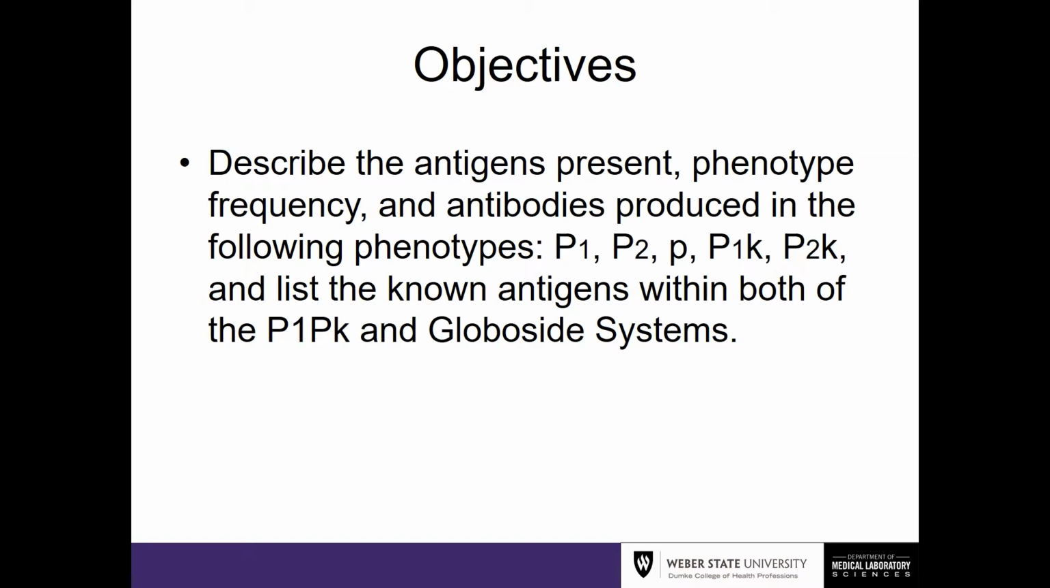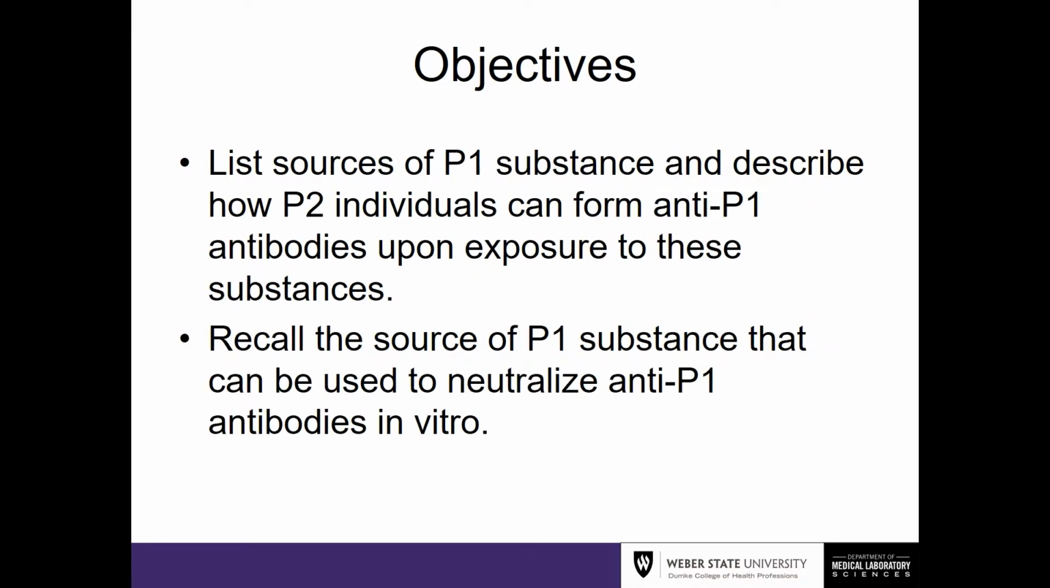We're going to describe the antigens present, phenotype frequency, and antibodies produced in the following phenotypes: P1, P2, P1k, P2k, and list the known antigens within both the P1Pk and Globoside systems. List sources of P1 substance and describe how P2 individuals can form anti-P1 antibodies upon exposure to these substances. Recall the source of P1 substance that can be used to neutralize anti-P1 antibodies in vitro.